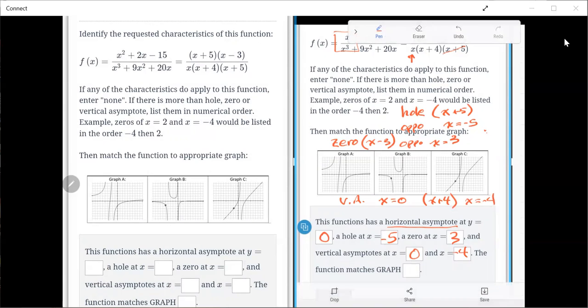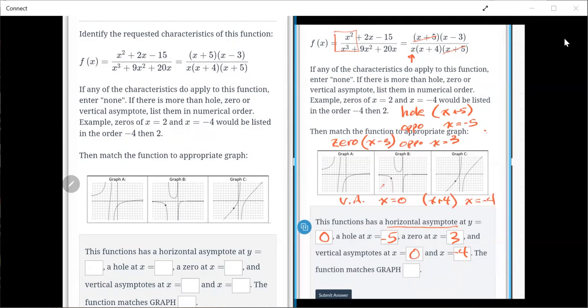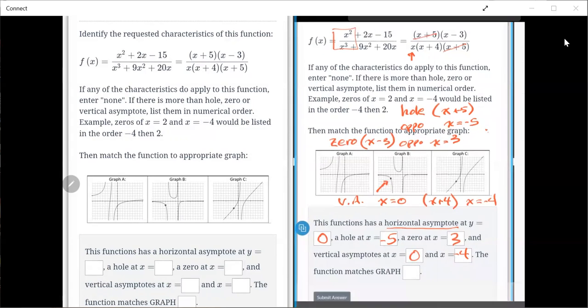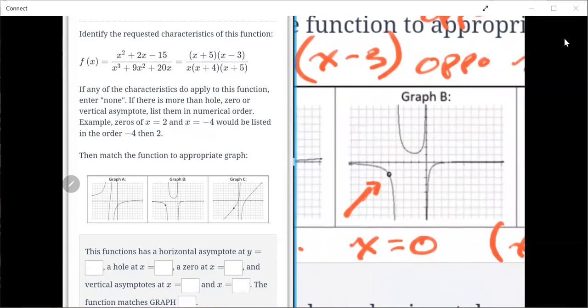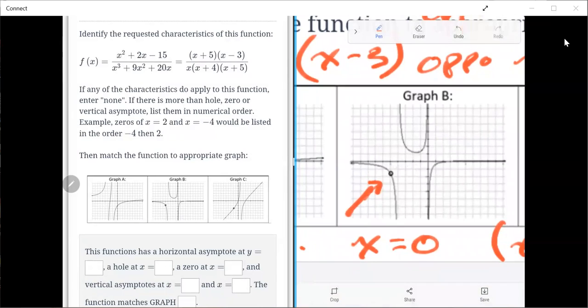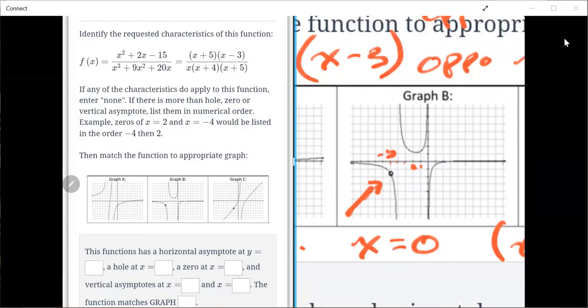Now the last thing is I have to match the graph. So which one of these graphs is this going to be? Well, the easiest thing to tell on the graph is if there's a hole. This graph has a hole. Oh, good, I can make this bigger. This graph has a hole, and the hole is at, so this is 1, 2, 3, 4, negative 5. So there's a hole at negative 5 there.